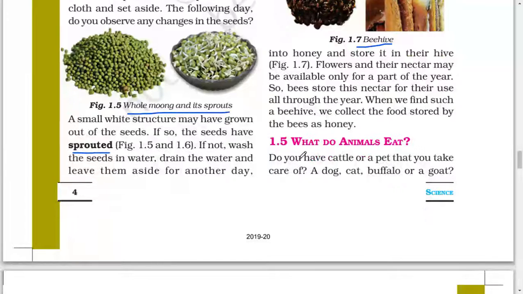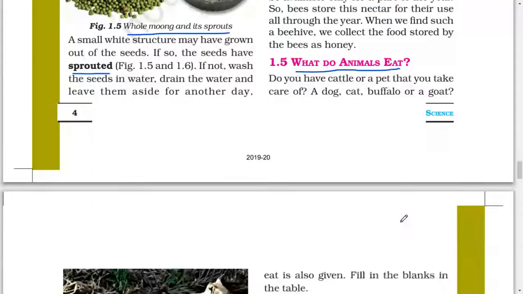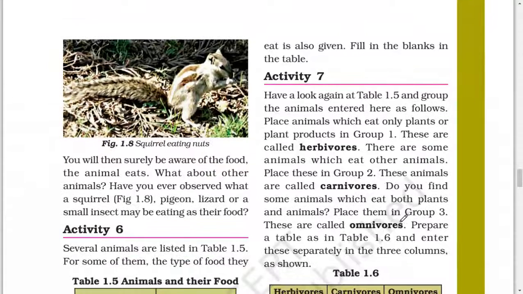Next, what do animals eat? Do you have cattle or a pet that you take care of? A dog, cat, buffalo, or a goat? You will then surely be aware of the foods the animals eat. What about other animals? Have you ever observed what a squirrel, pigeon, lizard, or a small insect may be eating as their food? A squirrel eating nuts.